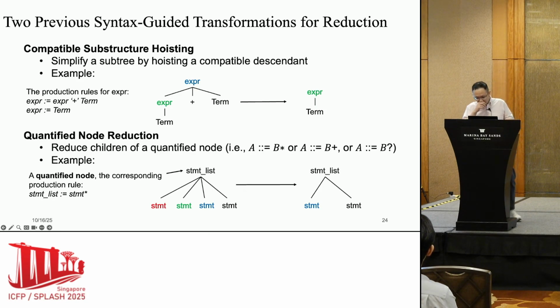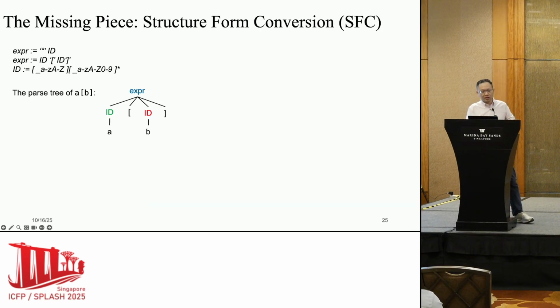However, the variants generated by these two transformations are still limited. In other words, only performing these two kinds of transformations makes the search space too narrow, and it can have some potential limits in reduction. To better illustrate this idea, let's look at these examples.